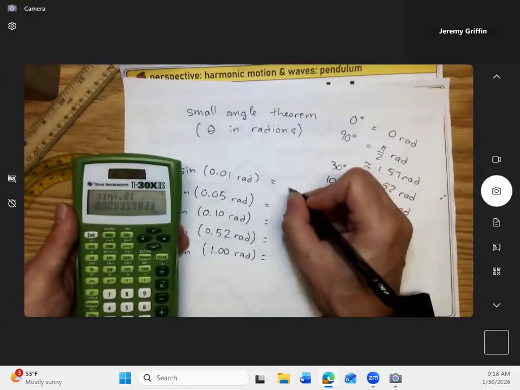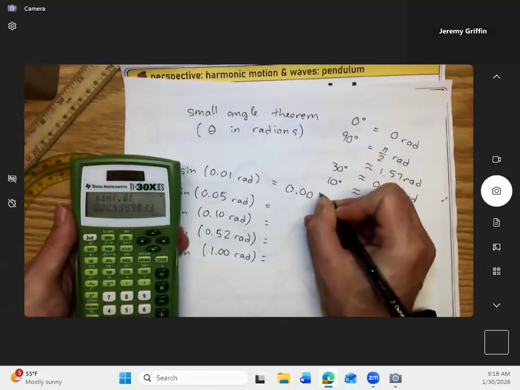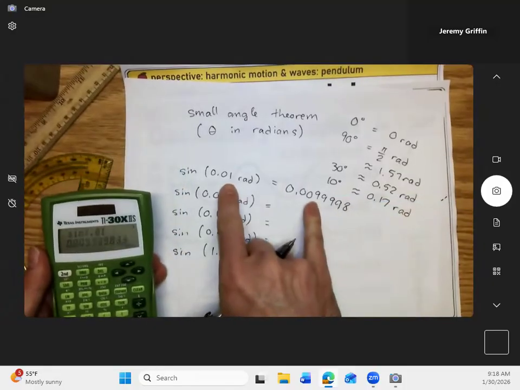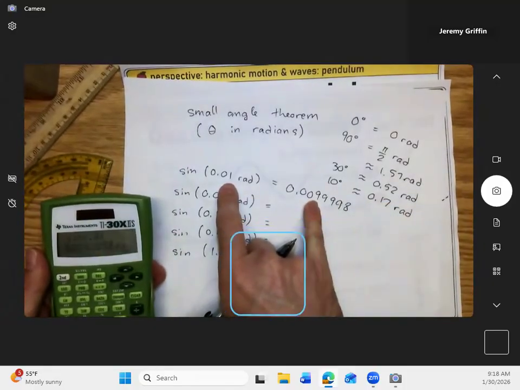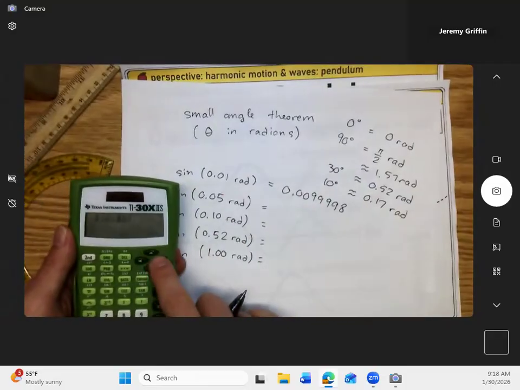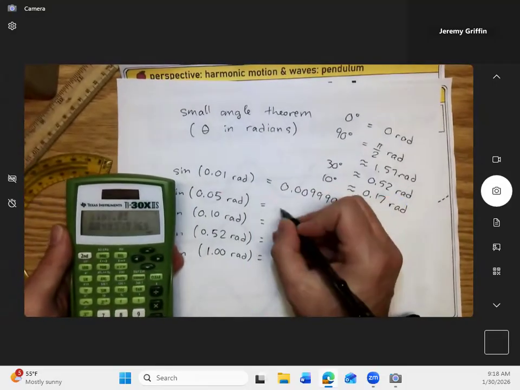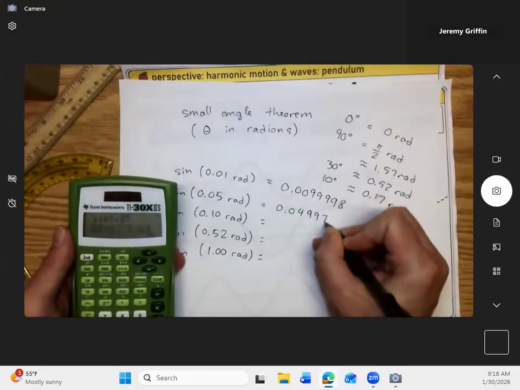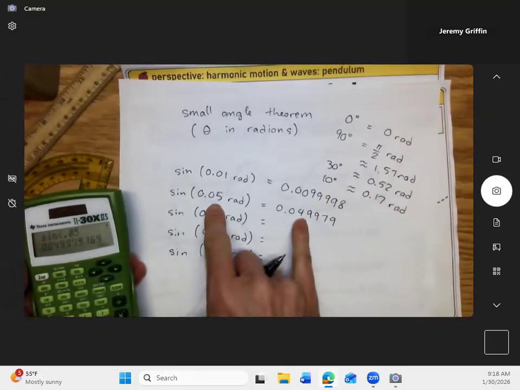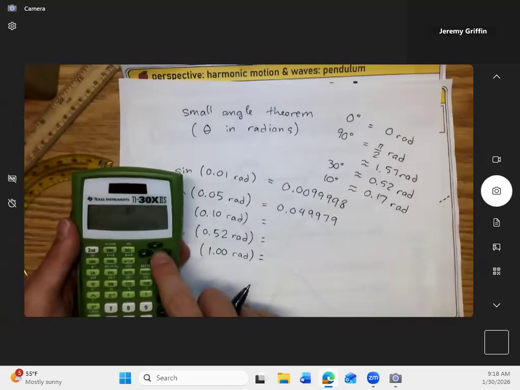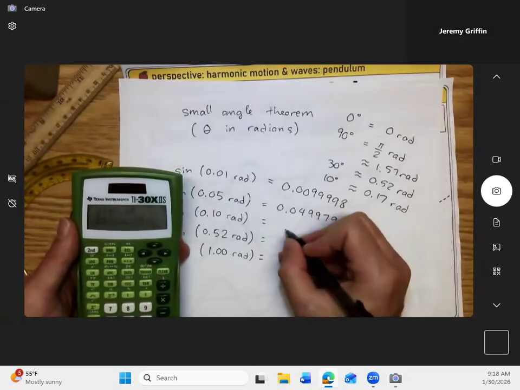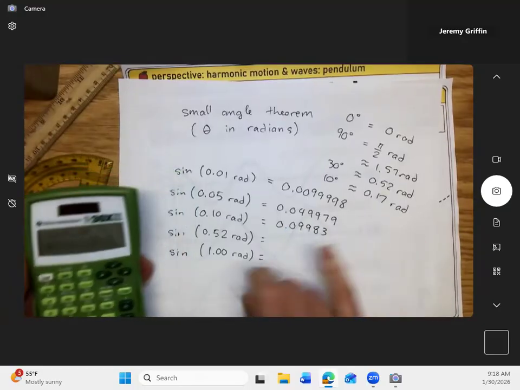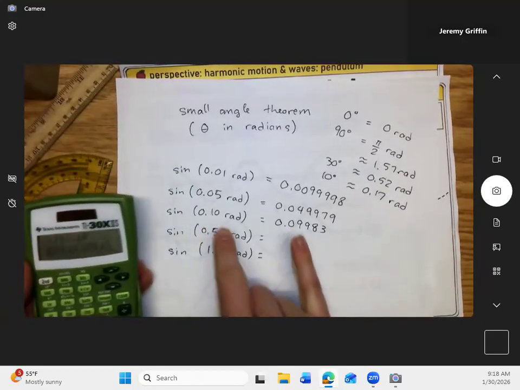What do we see here? 0.00999998. Hey, that looks like that number, doesn't it? That's basically the same thing. How about 0.05? 0.049979. Hey, that's basically that number. 0.09983. Hey, that's basically that number.